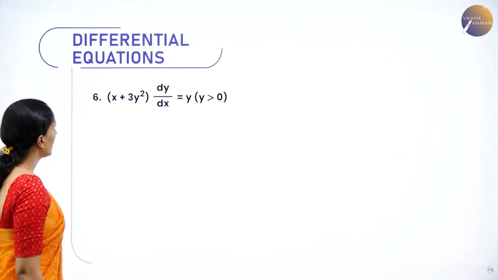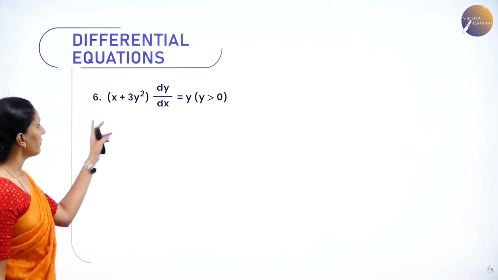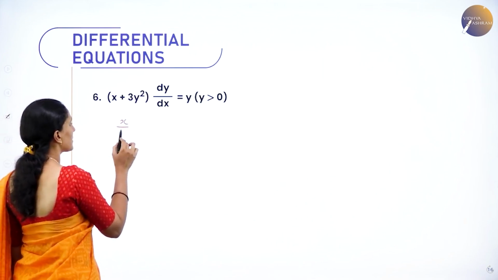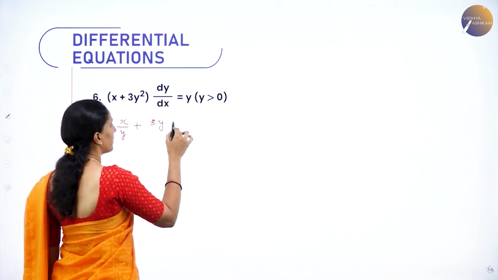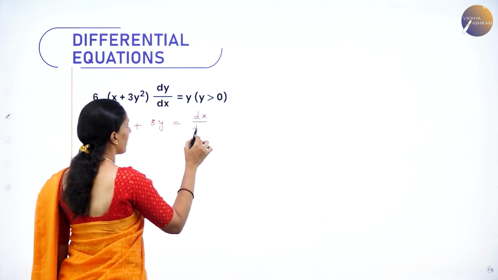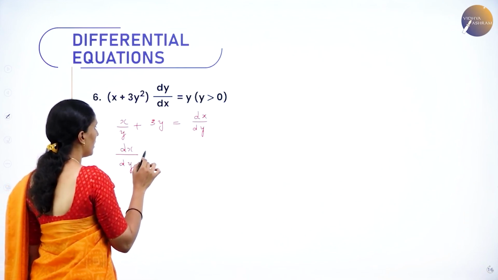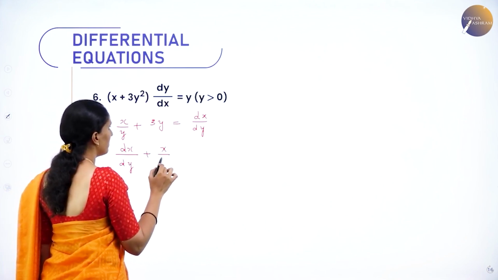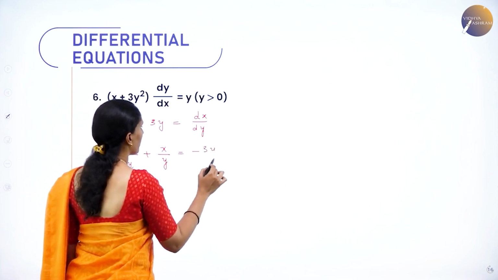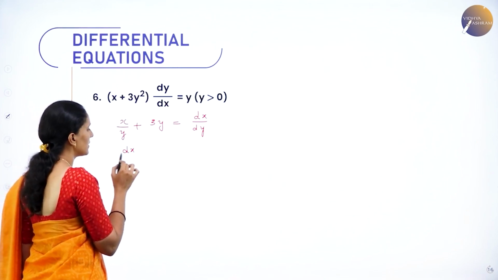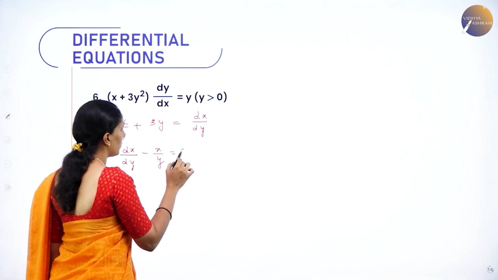Next question, we have x plus 3y square dy by dx is equal to y. So divide by y, then what happens? x by y plus 3y, and dy by dx I will shift there, then it becomes dx by dy. Now this is an equation of the second type, dx by dy plus x by y, and here 3y we have, so we can write it as minus 3y. This can be arranged as dx by dy minus x by y is equal to 3y.